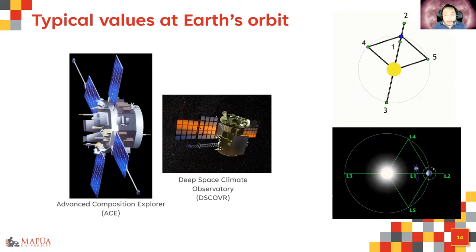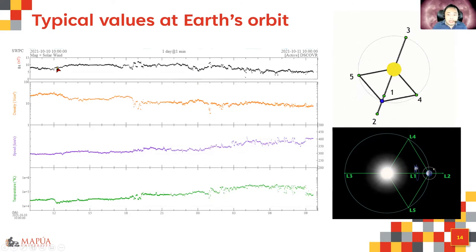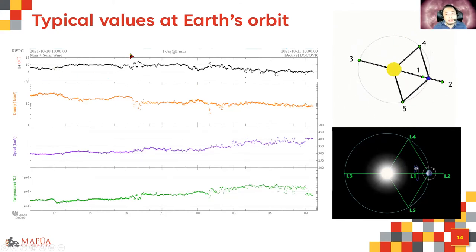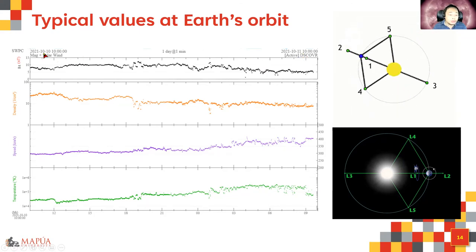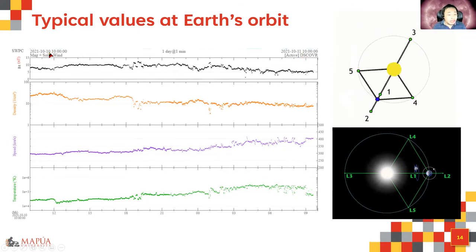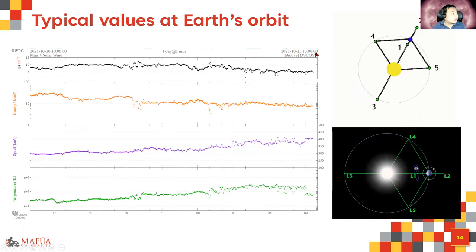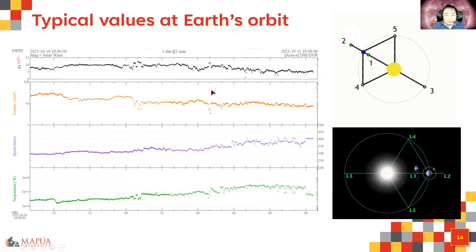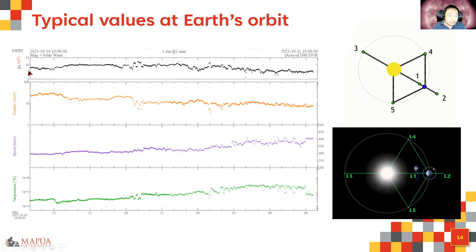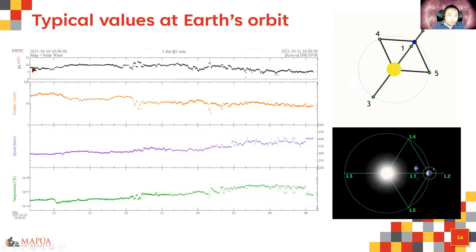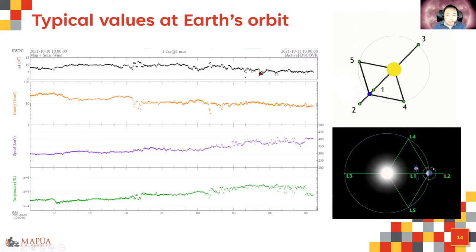But anyway, these two satellites, so this is an example of the typical parameters that we can actually observe. This is observed from October 10, Sunday, 10 UT, until October 11, yesterday, 10 UT. You will notice here that the magnetic field that is carried by the solar wind, or the interplanetary magnetic field, ranges from about 5 to 10 nanotesla.